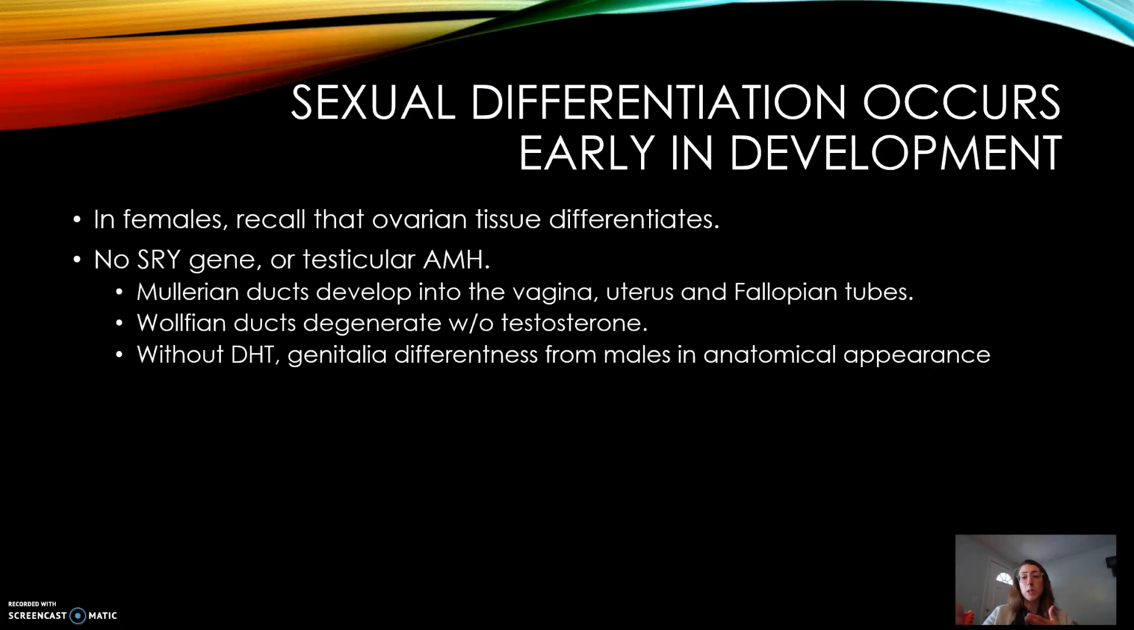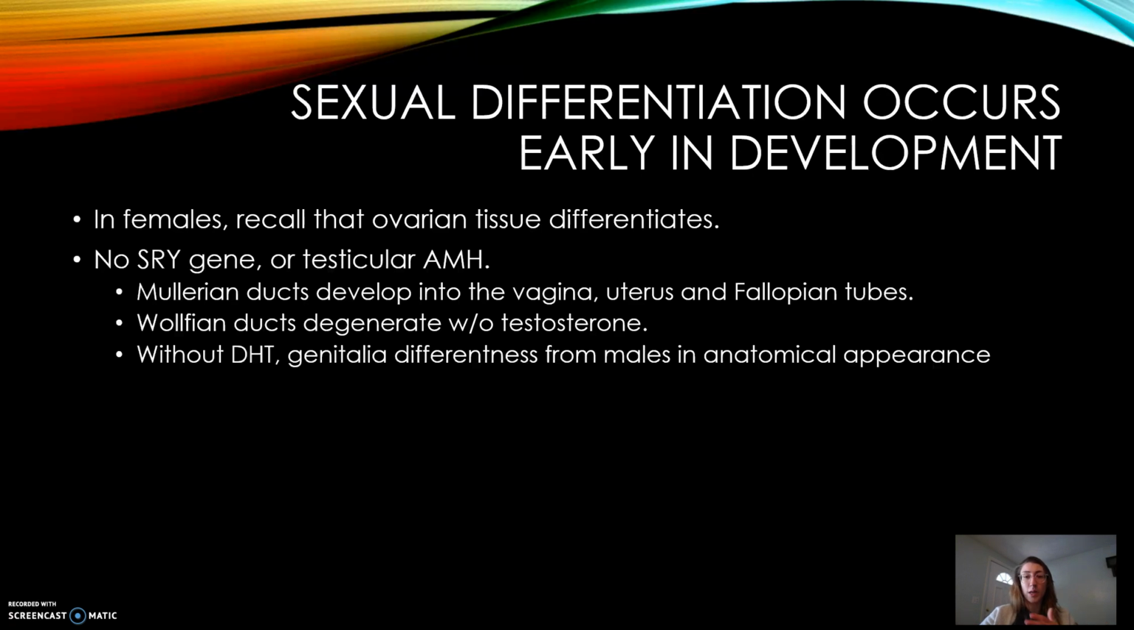That doesn't mean that the ducts where they're secreted from go away. They're just going to develop into something different, something that makes sense anatomically and functionally for females. So we have the Müllerian ducts that develop into the vagina, the uterus, and the fallopian tubes, which are used during, of course, all phases of the female life.